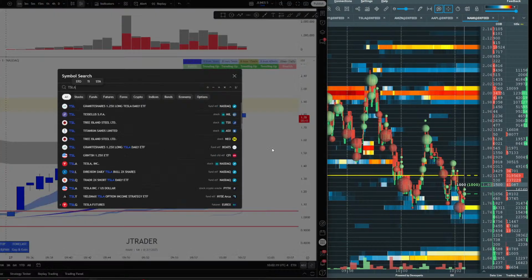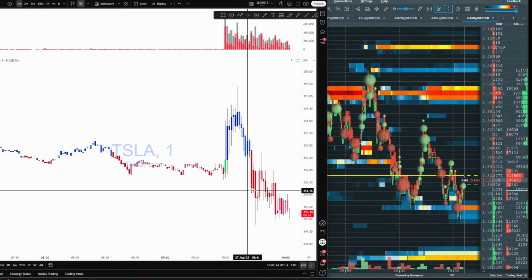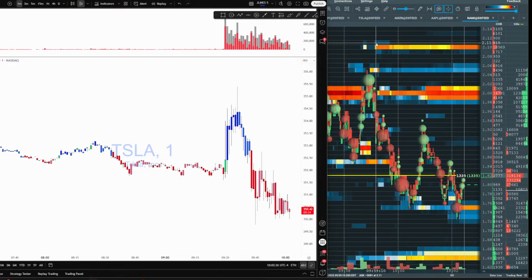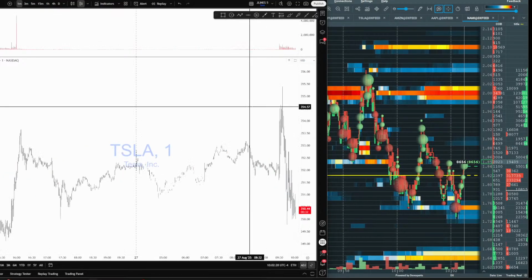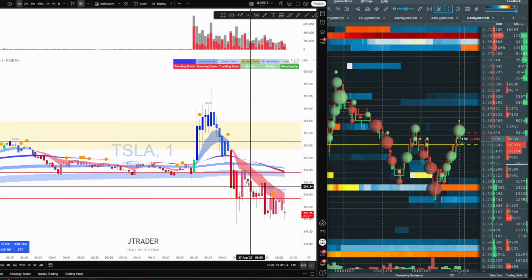Check Tesla over here as well. Unwinding. Remember the pre-market plan. Below that pre-market low, we're looking for JLine rejection, which is what we're having here.